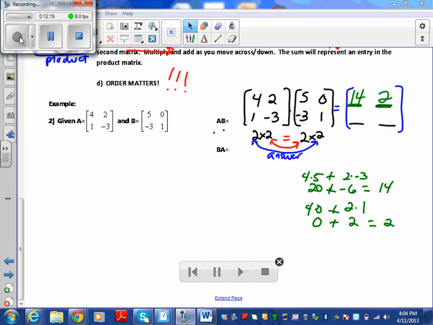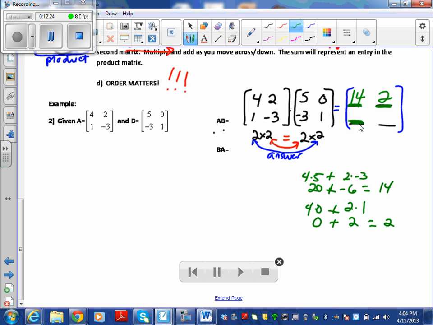Now I'm looking to find the next entry in the product, and notice how it is in the second row and first column. So that's how I know this time I'll be going across the second row, but down the first column. So I'll be multiplying 1 times 5, and slide your finger along both arrows. Multiply these together, negative 3 times negative 3. Calculate that out, you'll have 5 plus 9. So 14 is the entry we're looking for.